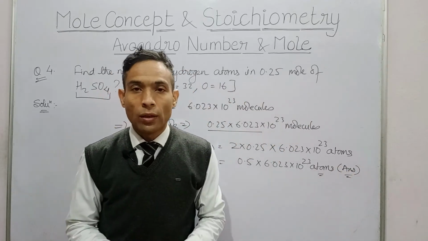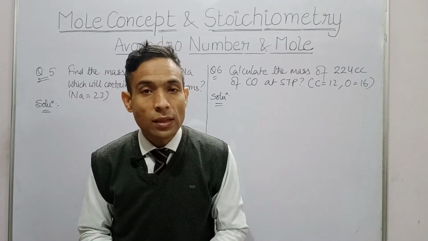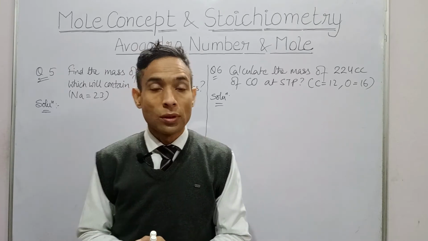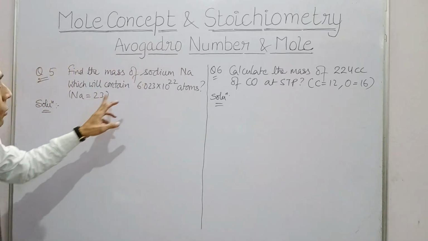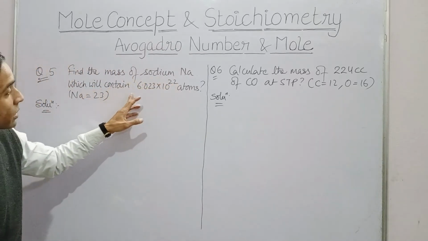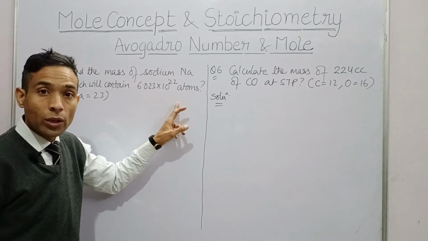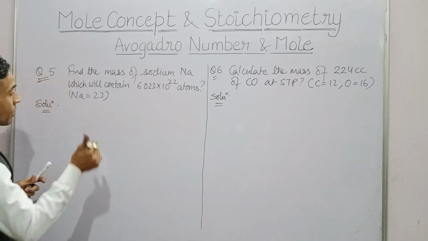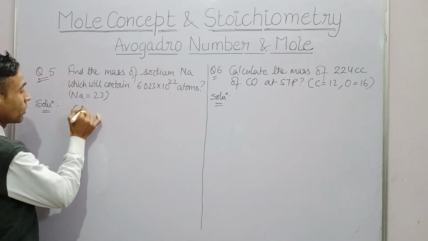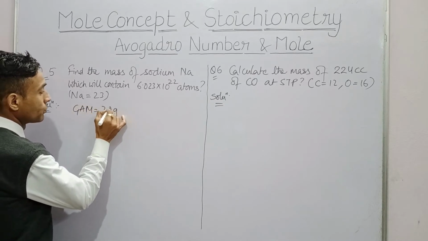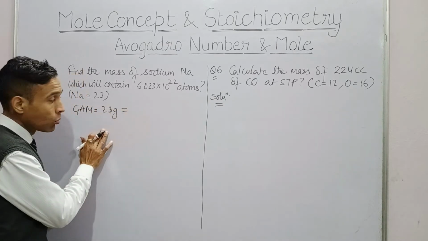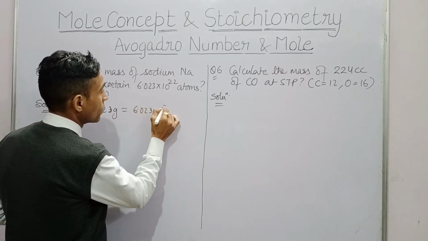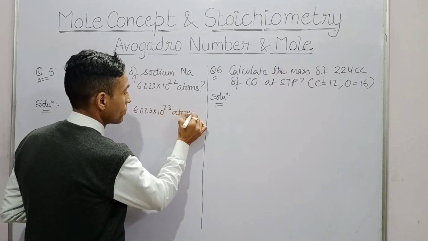Let's do our next numerical. In this slide, I am picking up 2 numericals in which we have to find out mass. Let's find out how we are going to do this. In the numerical number 5, we have to find out the mass of sodium, which contains 6.023 into 10 to the power 22 atoms. Atomic mass of sodium is 23. So here we know that the gram atomic mass of sodium is 23 gram. And this is equal to 1 mole, contains 6.023 into 10 to the power 23 atoms.